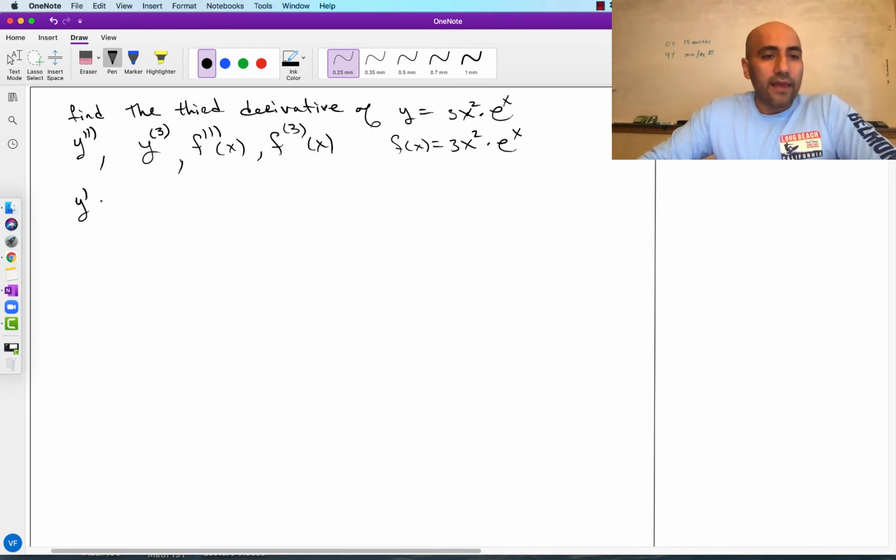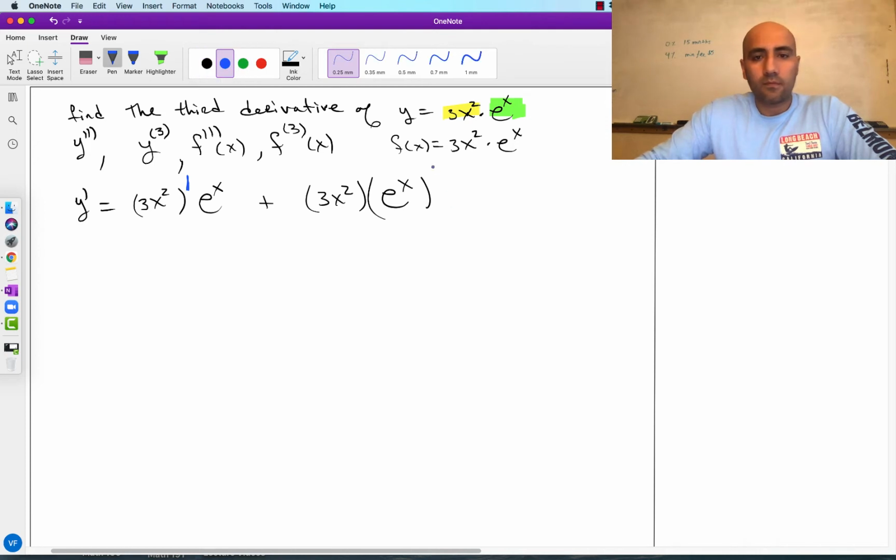Find y prime. And of course, this can be thought of as a multiplication. We have this function here, and we have this function there. We have two functions, so we can use our product rule once again. So it's going to be 3x squared e to the x plus 3x squared e to the x. We're going to take the derivative of the first one, leave the second one alone, plus, now leave the first one, taking turns. That's the product rule.